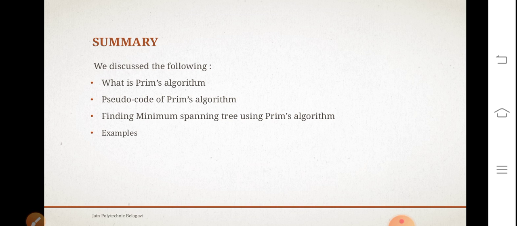Let me summarize what we discussed so far. We saw what Prim's algorithm is, then the pseudocode of Prim's algorithm, finding the minimum spanning tree using Prim's algorithm, and finally examples. So this is all about this session on Prim's algorithm.